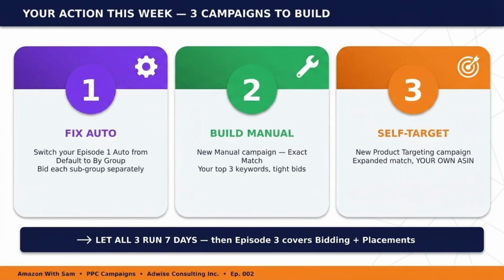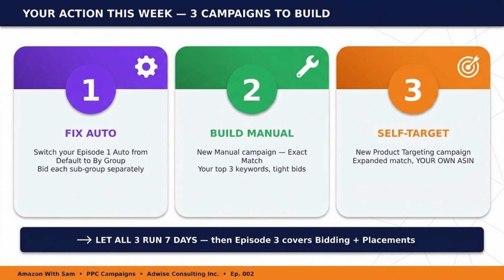3 actions, don't skip. Step 1, go into your auto campaign right now and switch from default bid to by targeting group. Set close match highest, loose match lowest like we discussed. Step 2, create a new manual campaign. Exact match, your top 3 keywords, tight bids. Step 3, self-targeting. Product targeting, expanded, your own ASIN, low bids. Let all 3 run for 7 days, don't touch them.